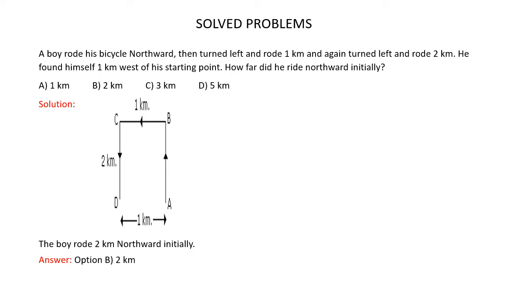So from this diagram you can see that BC is 1 kilometer and AD is 1 kilometer. Since CD is 2 kilometers, clearly AB is also 2 kilometers. So the boy rode 2 kilometers northward initially. So the correct answer is option B, 2 kilometers.